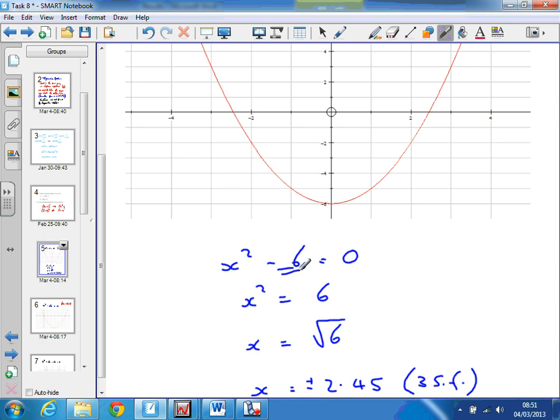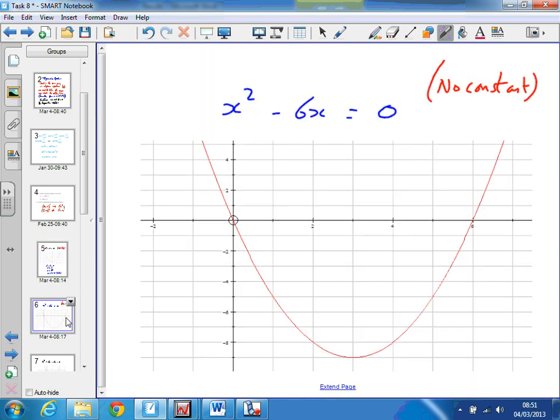So if there is no constant term, where does it cut the y-axis? Pardon? Yeah, but where else? Where does it cut the y-axis? Not the x-axis, Tom, the y-axis. At 0. Okay? Which is always going to be the case because there's no constant. So if there's no constant in a quadratic equation, one of the solutions, remember there's always two, one of the solutions is going to be 0. Okay? So we're just looking for the other one.